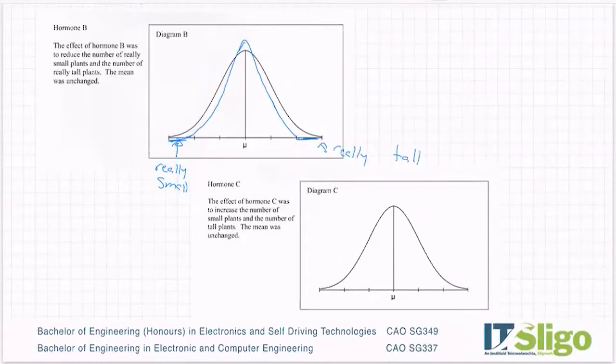And then hormone C. The effect of hormone C was to increase the number of small plants, so more small plants, and the number of tall plants, and again the mean is unchanged. So I'm going to have more of these, so that's going to be higher. I'm going to have more of these. Let me just change color so that it's something different. More of these, more of these. So if I have more out there, then I must have less in here in the middle. But you can see I still have my mean in the middle, so the value that occurs most often is still sitting in the middle. And that was the effect of hormone C.